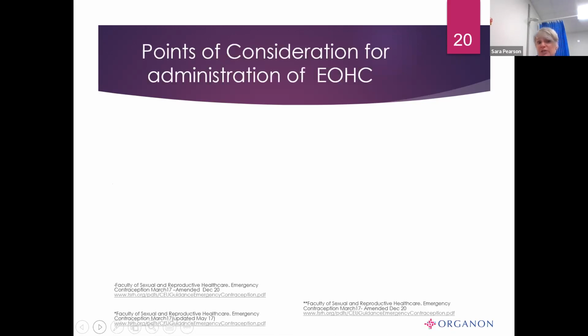So these are just your points of consideration for administration of emergency hormonal contraception. UPA is more effective if ladies are BMI of 26 or more or weight of 70 kilograms, which, when you think about it, that's a lot of women. 11 stone isn't that heavy, so it's making sure we look at weight when we're looking at emergency contraception.